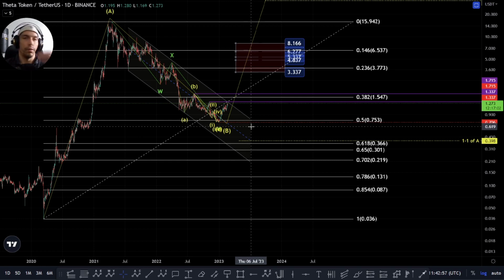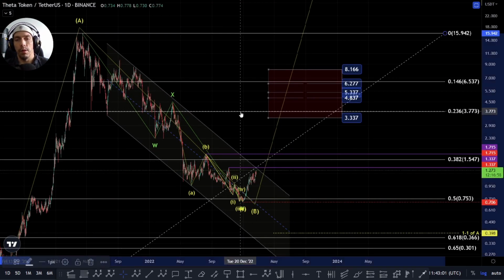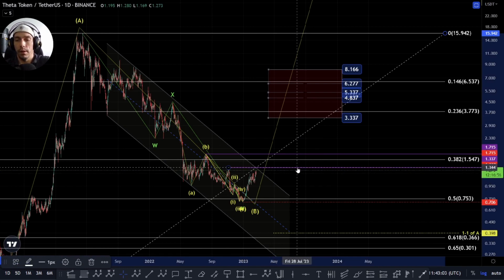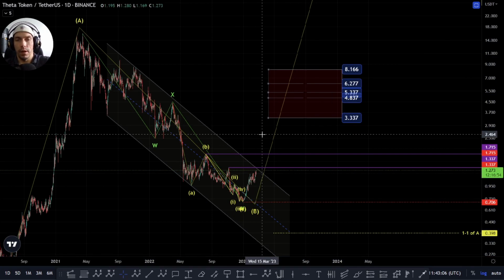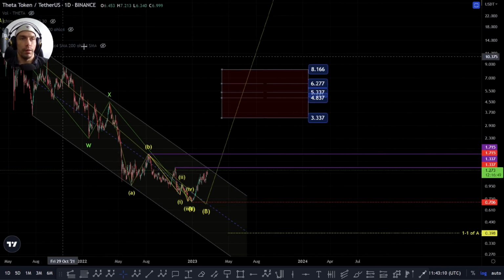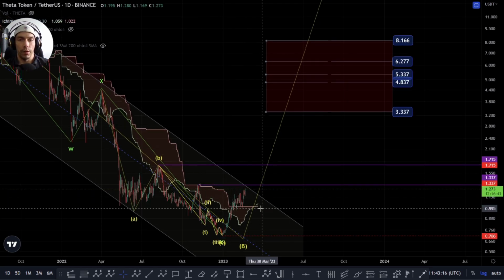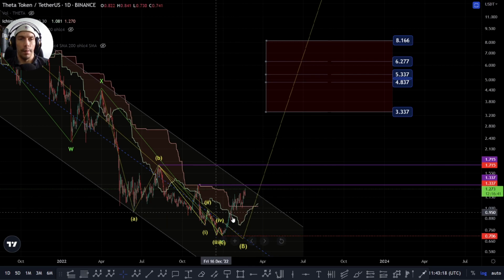So we're going to discuss a few things within the internal counts now and where we think it's going in the shorter term. Before we jump into that, I just want to talk about a couple of things here. On the daily, we can see that we are starting to break above this Ichimoku cloud, which is a good sign, and it's starting to turn green here.